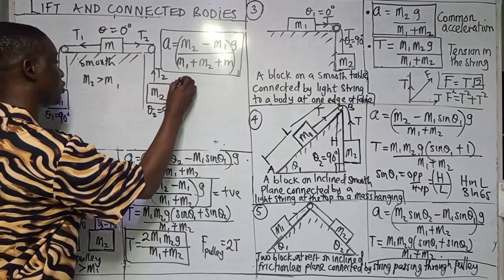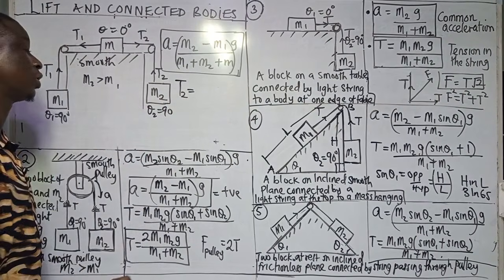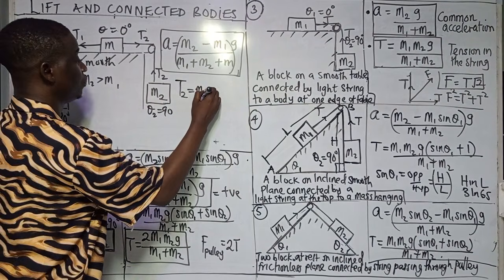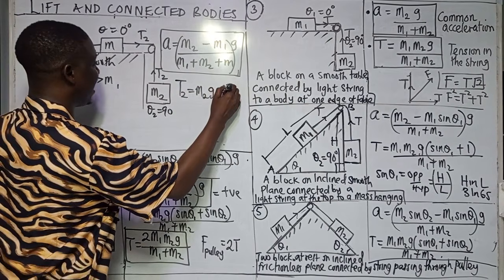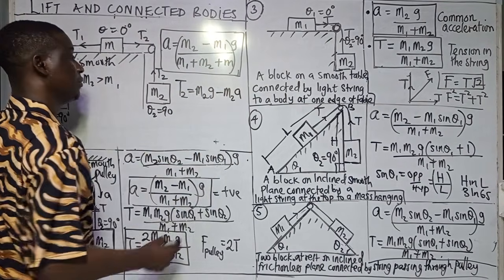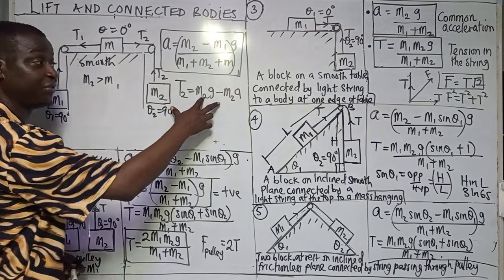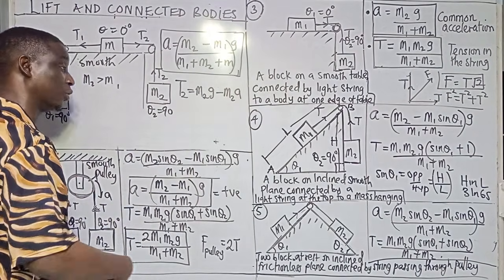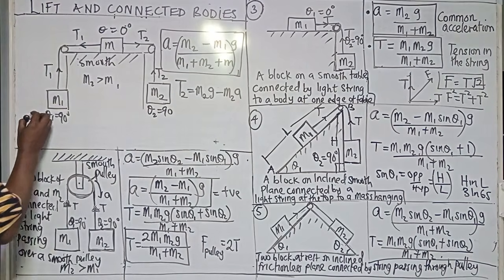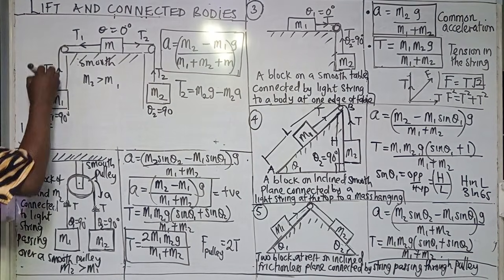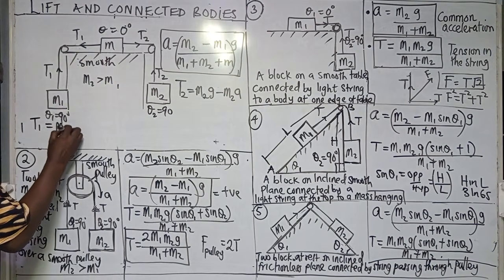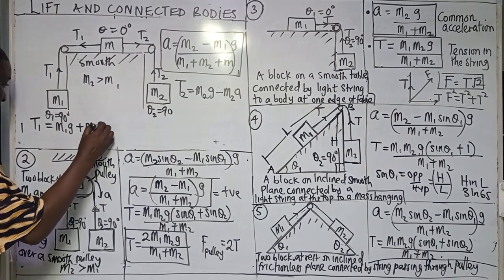What is the downward tension? T2. Downward tension is equal to M2G minus M2A. Now, using that lift formula I gave you, for when a lift is going downward. Then for this one, to calculate T1, you are going to use M1G plus M1A, because it's moving upward, like a lift going upward.